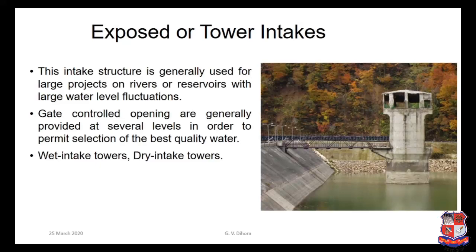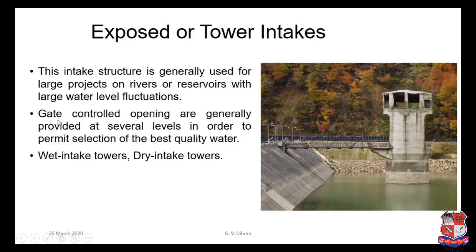This is called an exposed or tower intake, and this kind of intake you may have seen in a reservoir or river. Many times you may have seen or noticed this kind of tower in a reservoir. So this is an exposed or tower intake. This intake structure is generally used for large projects on rivers or reservoirs with large water level fluctuation. We know that water level fluctuations will be there in a reservoir and the river, right? So when this kind of fluctuation is there, then we provide this kind of exposed or tower intake.